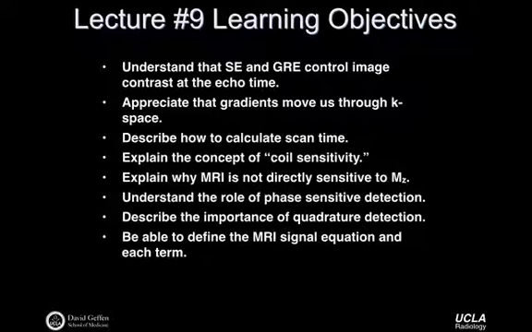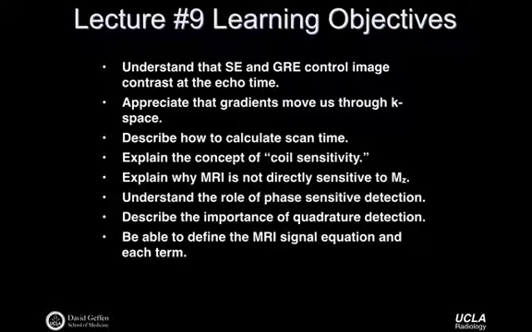We did see through all of this why MRI is not directly sensitive to MZ. Do you remember what it was that really led us to understand that? We worked through a series of expressions, but it really came down to the flux being related to the time rate of change of MX, MY, MZ. And the time rate of change of MZ is really slow and almost constant relative to MX and MY. MX and MY are zipping around at 64 megahertz. MZ is just slowly crawling back to equilibrium, so we don't really detect it.